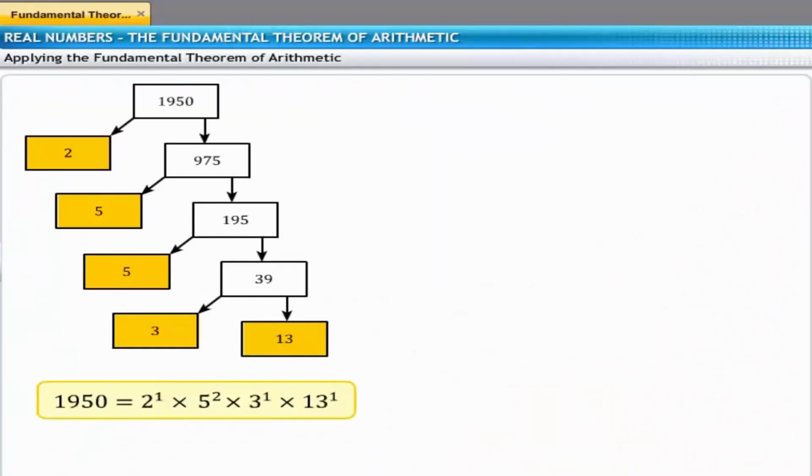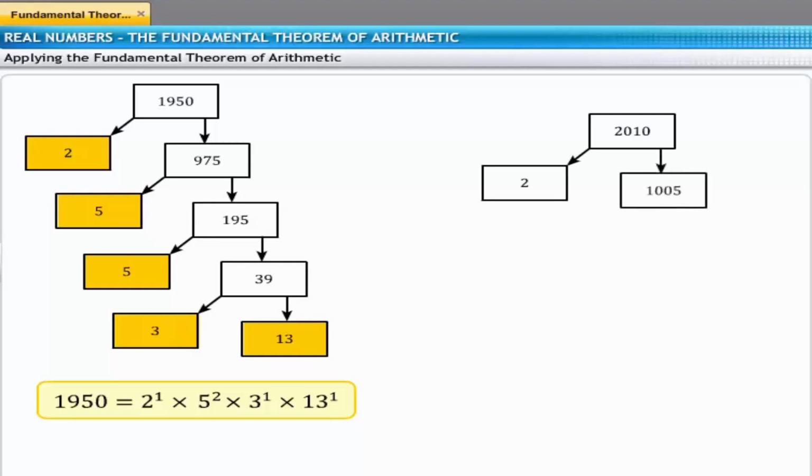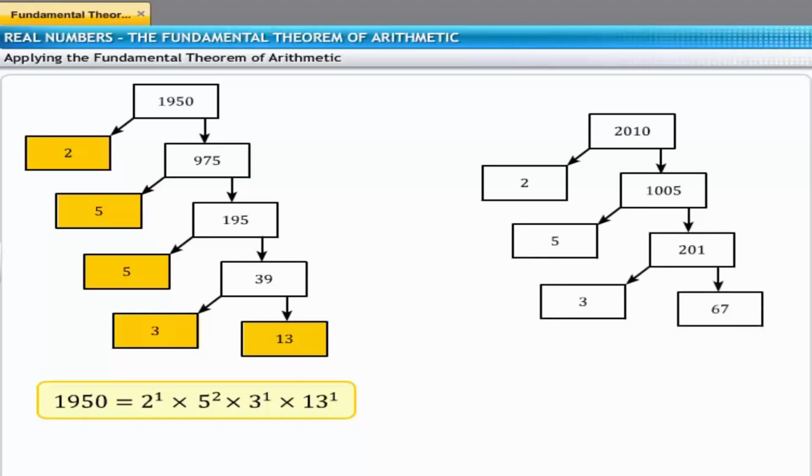Let's put Mr. Number Maker's tip to use. We already have the prime factorization of 1950. Now, let's take another number, say 2010, the year India hosts the Commonwealth Games. Let's find the prime factorization of 2010. Dividing 2010 by 2, we get 1005. Dividing 1005 by 5, we get 201. Dividing 201 by 3, we get 67, which itself is a prime number.